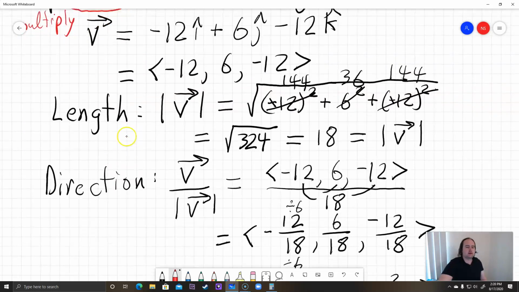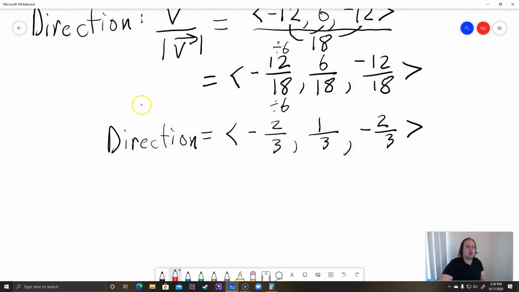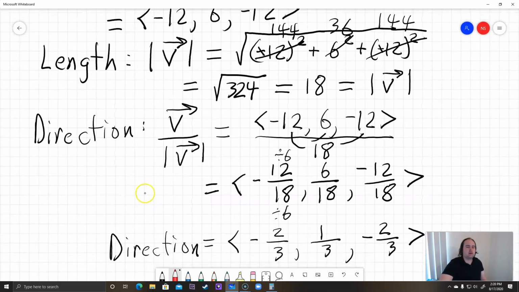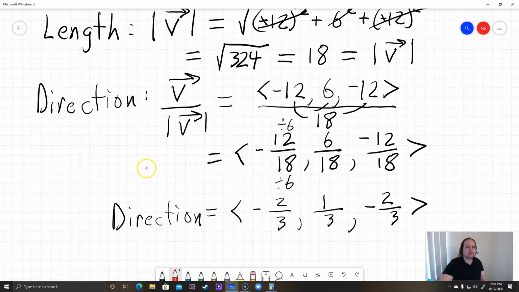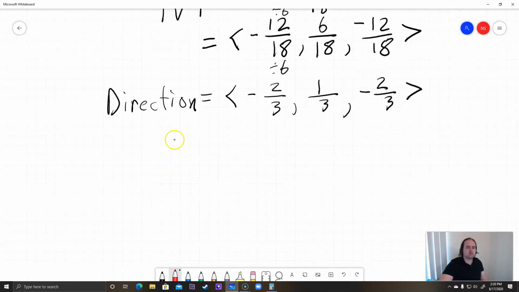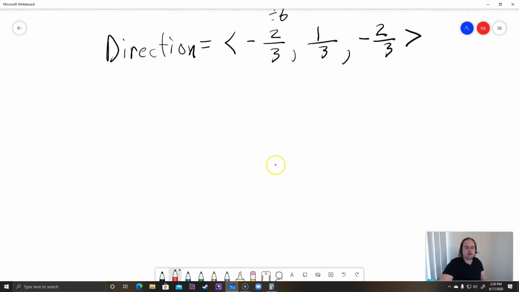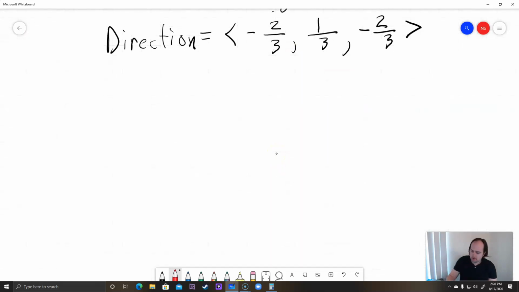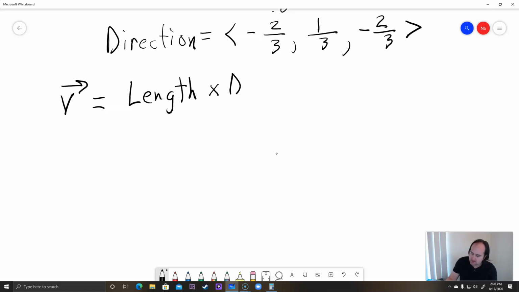Okay, so if we go back down here, we said the length was 18, and the direction is this vector here. So we express vector v as a product of its length, so its length times its direction.